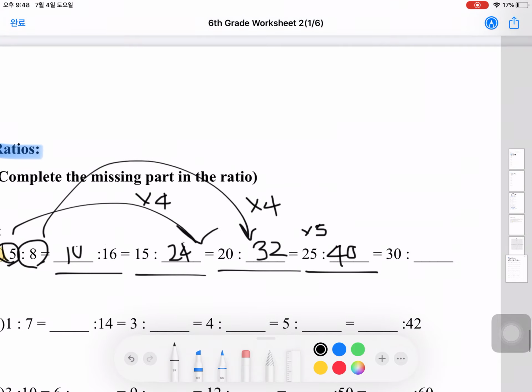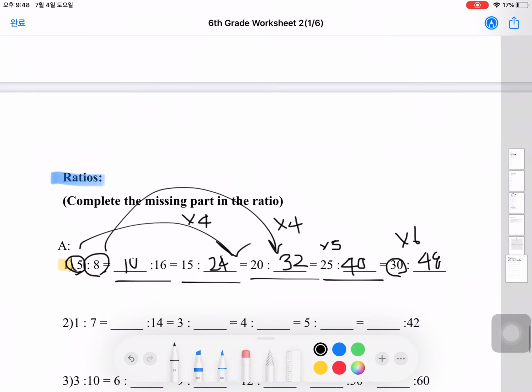And the last one, we multiplied 6 to 5 in order to get 30. So we have to multiply 6 to 8. 8 times 6 is 48. And that's how you complete a ratio.